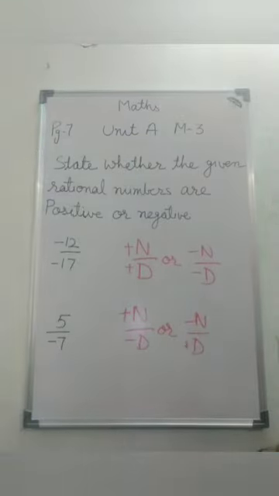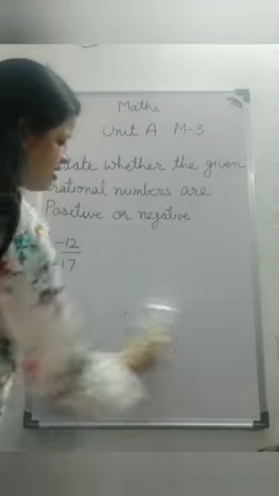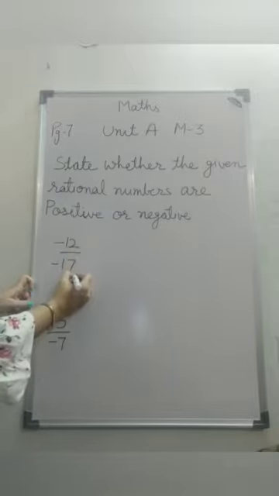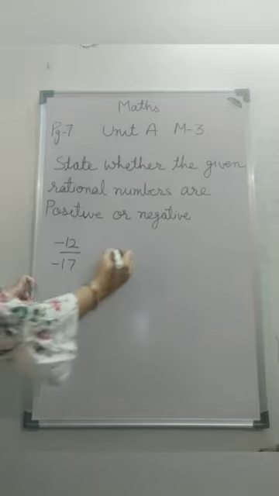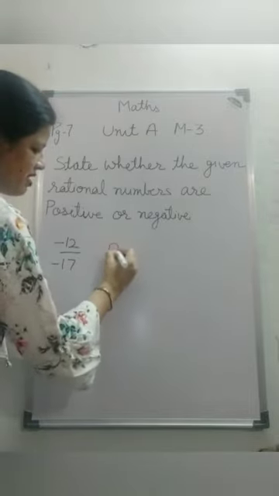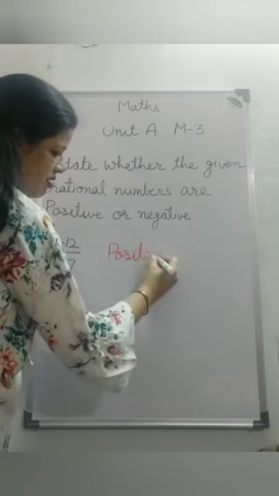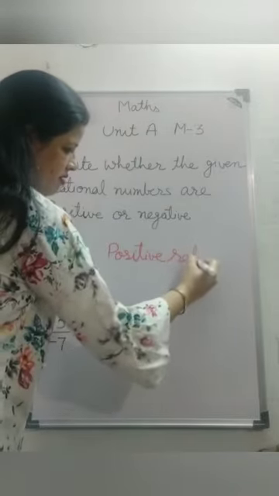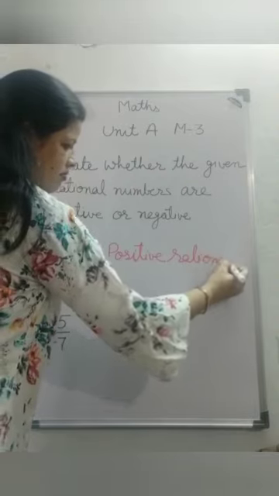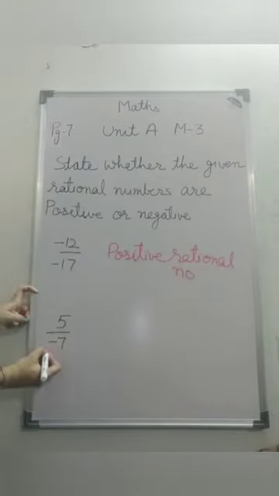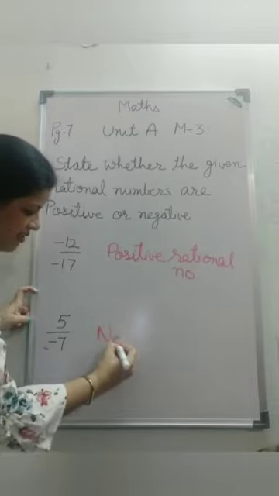Okay. So what is next? In this example, which one is -12 upon -17? This one is positive or negative? Yes, this one is a positive rational number. And here only one sign is there, so it means it is a negative rational number.